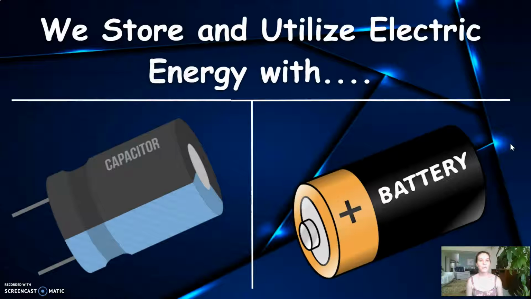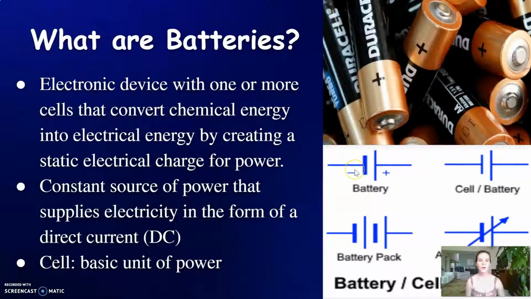Well, we store and utilize electrical energy with capacitors on your left and batteries on your right. What are batteries? Well, they're an electronic device with one or more cells that convert chemical energy into electrical energy by creating a static electrical charge for power. It is a constant source of power that supplies electricity in the form of a DC, or direct current. Its basic unit of power is also known as a cell.